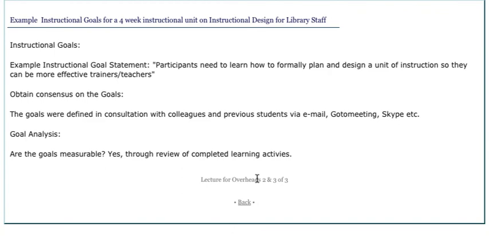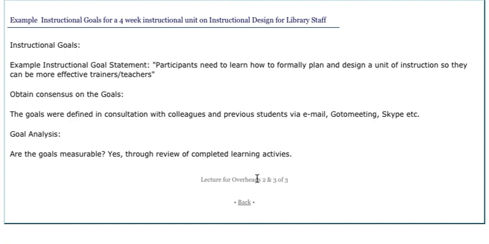When we worked out the instructional goals for our example 4-week instructional unit on instructional design for library staff training, the example instructional goal statement that we reached after consulting with colleagues and previous students via email, GoToMeeting, and Skype was: participants need to learn how to formally plan and design a unit of instruction so they can be more effective trainers and teachers. There's an assumption there that by learning to formally plan and design a unit of instruction, that will make them more effective teachers or trainers. So that assumption is there.